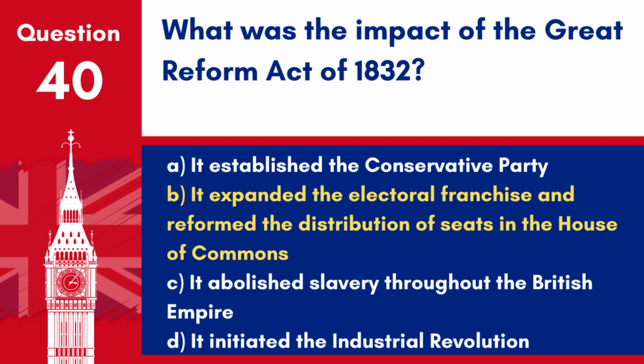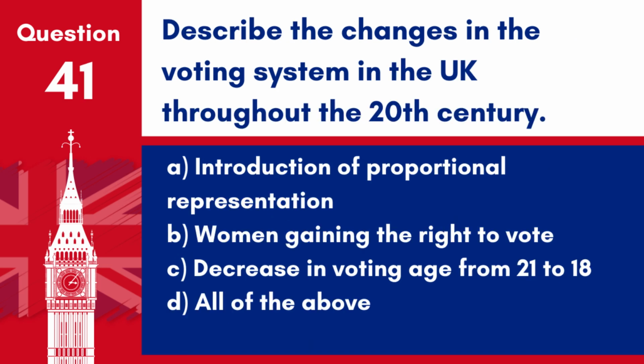Answer: B. It expanded the electoral franchise and reformed the distribution of seats in the House of Commons. The Great Reform Act of 1832 made significant changes to the electoral system, increasing the number of individuals eligible to vote and redistributing parliamentary seats more fairly. Question 41. Describe the changes in the voting system in the UK throughout the 20th century.